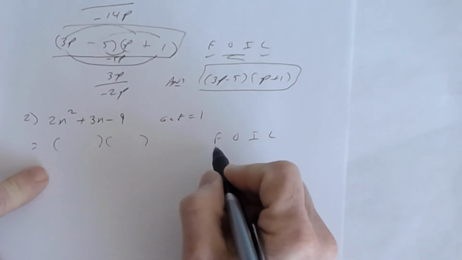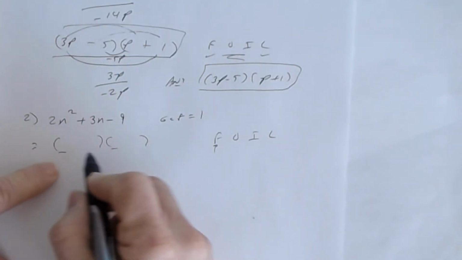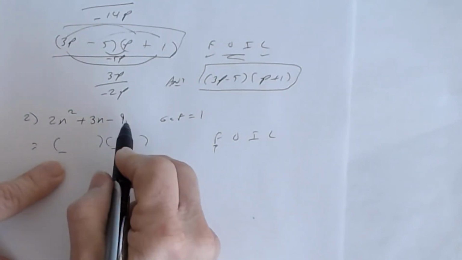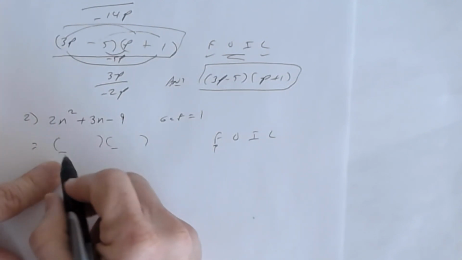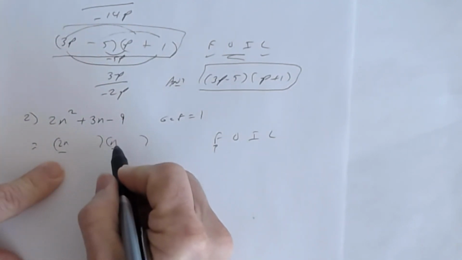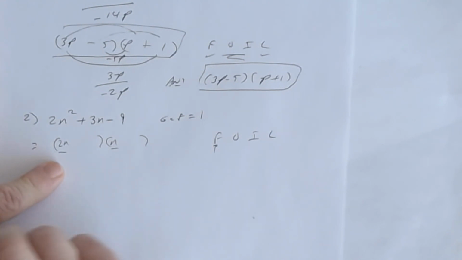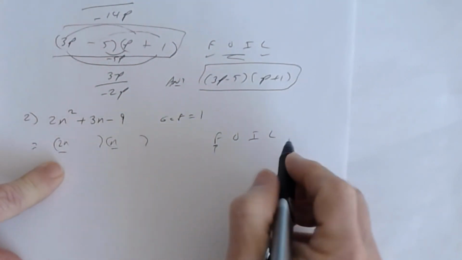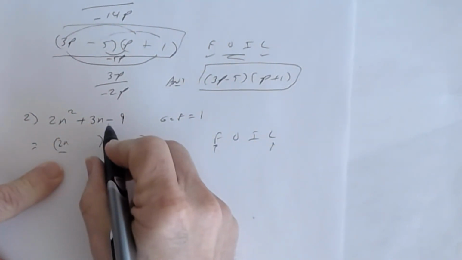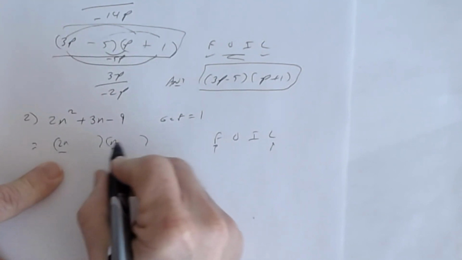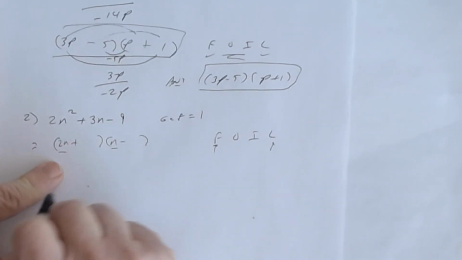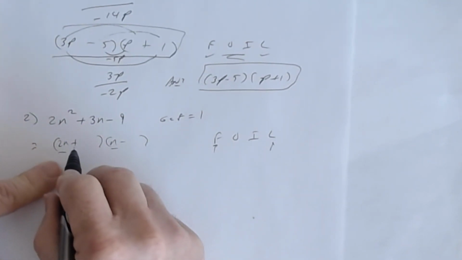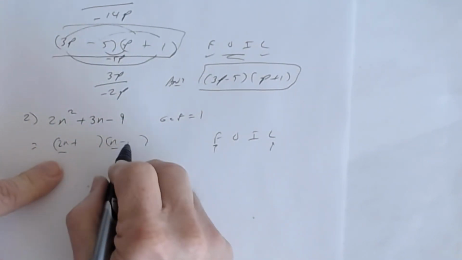So you have first times first. Now see, 2 is prime, but 3 is not, 9 is not. So 2 is going to be the easy one for us. So we have 2n times n is 2n squared. And then we do the last now. Again, we have a negative for the last, so that means the signs in here have to be different. So one's going to be positive, one's going to be negative. And just for right now, put a positive here, negative there.